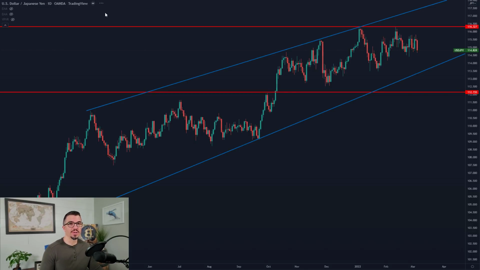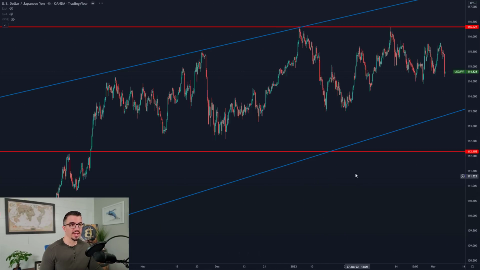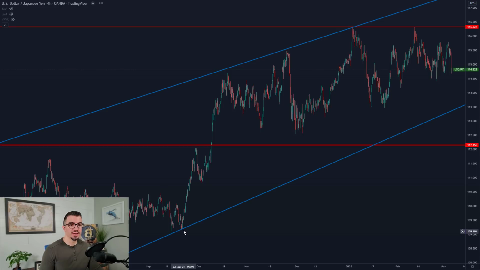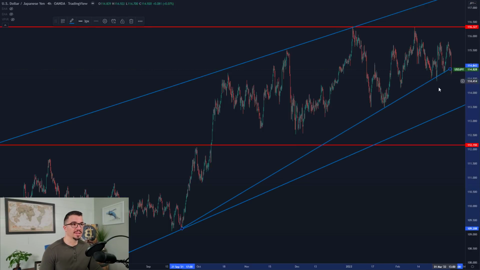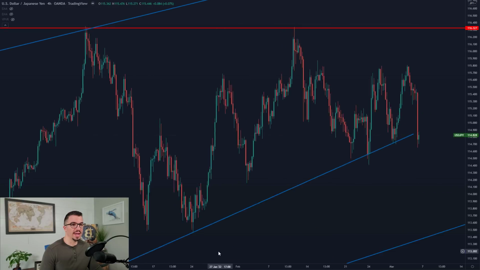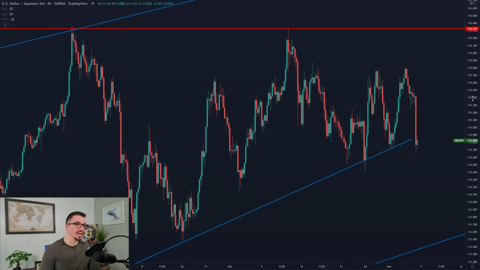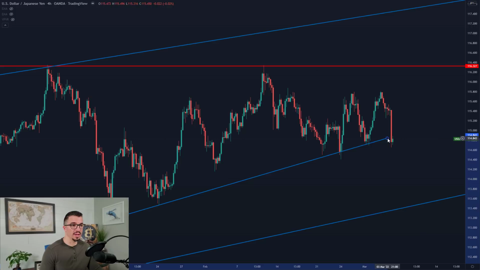But looking at the 4-hour chart, we have another trend line here that could come into play. Based on this low from back in September, if we draw a trend line off of that low and connect it to some of these recent highs, you're going to see that Friday did something that could set up an opportunity early this week.